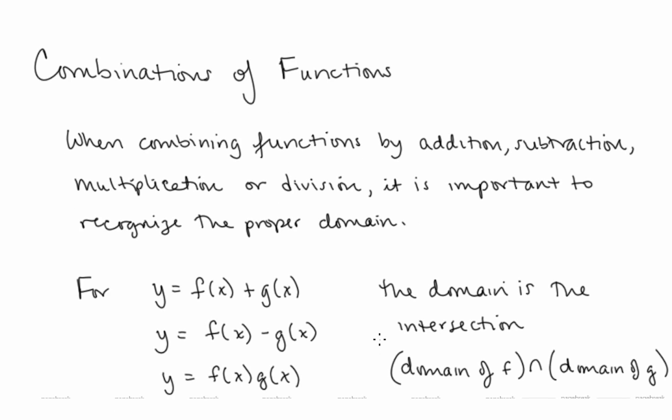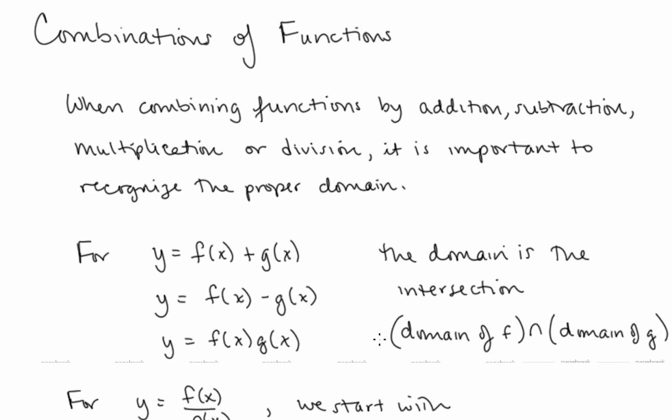Now let's talk about combinations of functions. When combining functions by addition, subtraction, multiplication, or division, it's important to recognize the proper domain. So for y equals f of x plus g of x, f of x minus g of x, f of x times g of x, the domain is going to be the intersection of the domain of f and the domain of g. Because we need to make sure that whatever x value you're plugging into this function can be plugged into f and also can be plugged into g. So that's why we're looking for the intersection of these two sets.